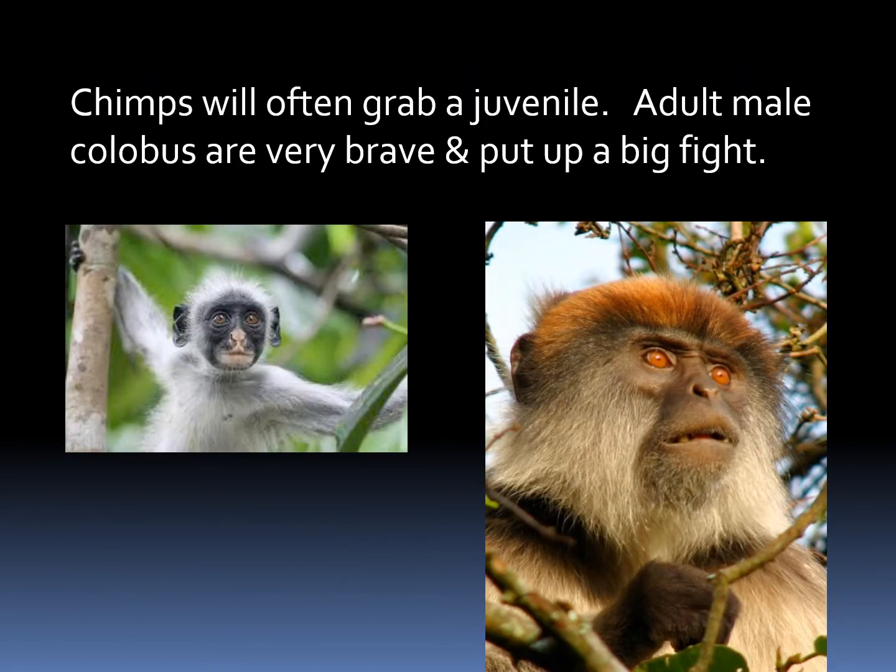So chimps will often attempt to grab a juvenile, and adult male colobus monkeys are very brave and will even try to fight off a chimpanzee, right? The difference in size is very, very dramatic. A colobus monkey is a fraction of the size of a chimpanzee, but they will try to fight them. Even those males will actually sacrifice themselves so that females and juveniles can get away. This is something in primate species that we call altruism, which at one point in our studies, we once thought that primates and animals in general were incapable of.